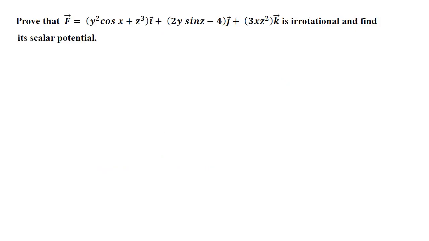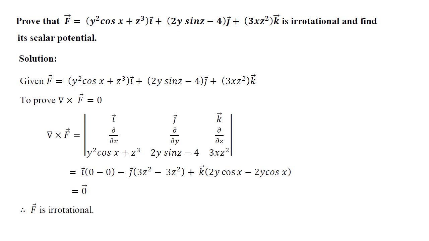Prove that f vector is equal to (y square cos x plus z cube) i vector plus (2y sin x minus 4) j vector plus 3x z square k vector is irrotational and find its scalar potential. So first we have to prove that the given f vector is irrotational and then we have to find its scalar potential. So to prove that it is irrotational, we are going to use the cross product concept.